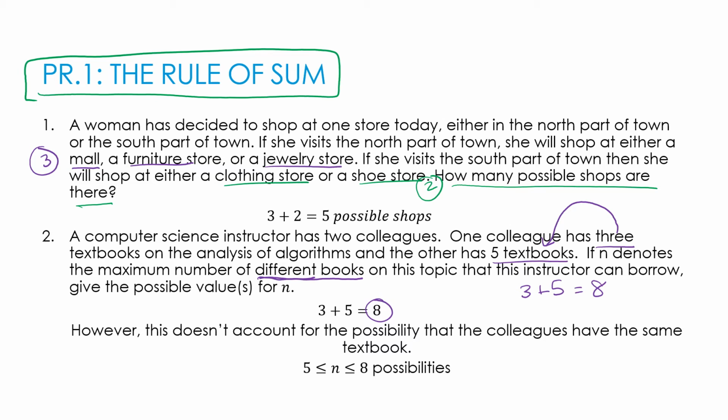3 plus 5 does equal 8, just as we said before, but it's possible that there's an overlap of 1, 2, or 3 of those textbooks. So it's possible that only the 5 that I get from my second colleague will be 5 different textbooks. So anywhere from 5 to 8 inclusive.